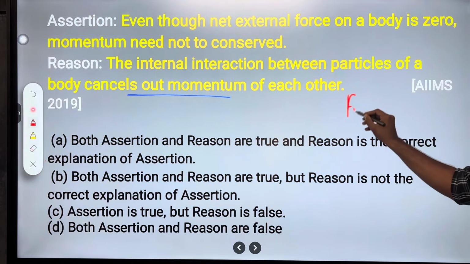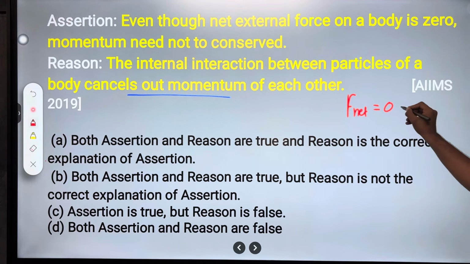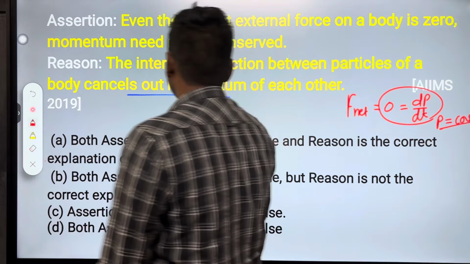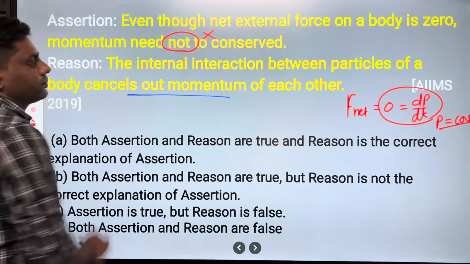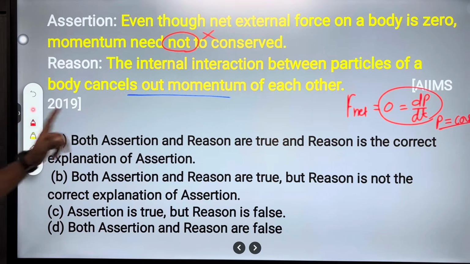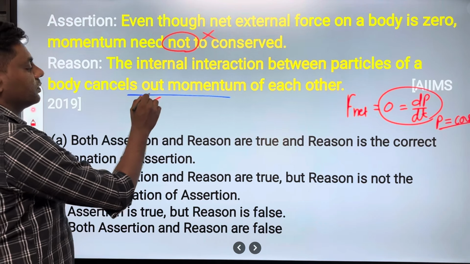So if the net force or external force on the body is 0, then according to Newton's second law, force means the change in momentum, that is dp divided by dt. So what is the meaning of that? The change in momentum is equal to 0. It is possible only when the momentum is conserved, that is constant. So now the statement is wrong. Second, the reason: the internal interaction between the particles of the body cancel out the momentum. No, this is the wrong statement.